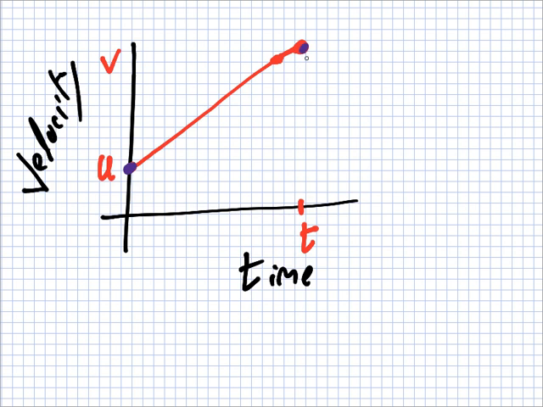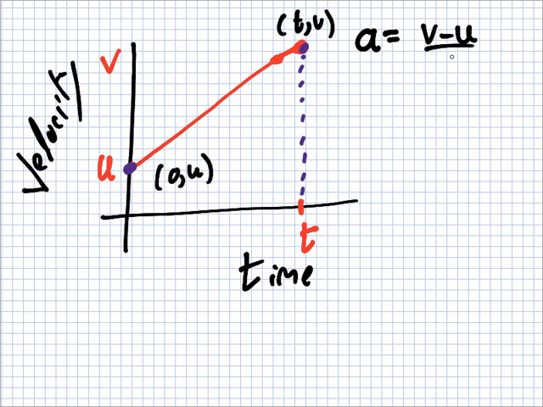Right, so first things first, let's see what we can say about the slope. So we can say A is this point here, which we said is T, V, and this one here is 0, U. So A is V minus U over T, sorry, over T.